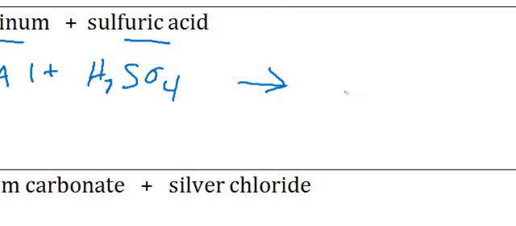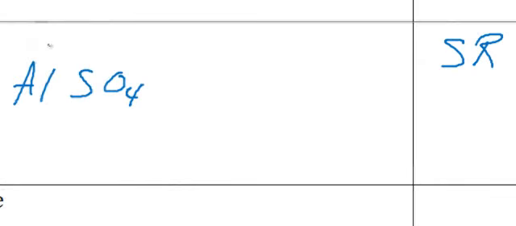And that is going to, the aluminum, if anything, will replace the hydrogen. And aluminum, in fact, is higher on the series than hydrogen, so it will occur. So I'm going to end up with the aluminum and the sulfate together. Now, aluminum is a +3, sulfate's a -2, so I need 3 sulfates and 2 aluminums. Remember, I always have to balance what I make over here.